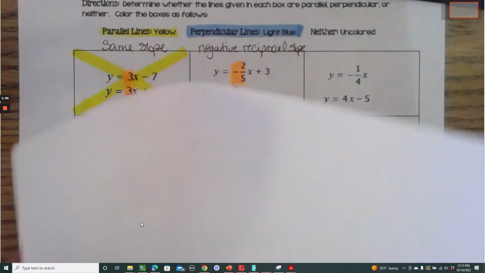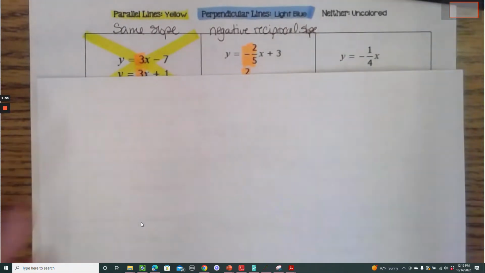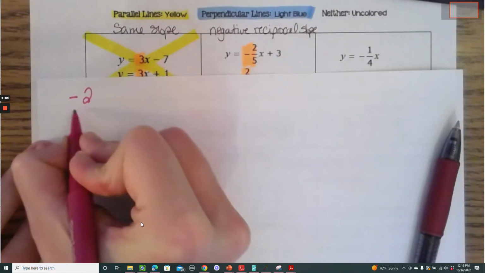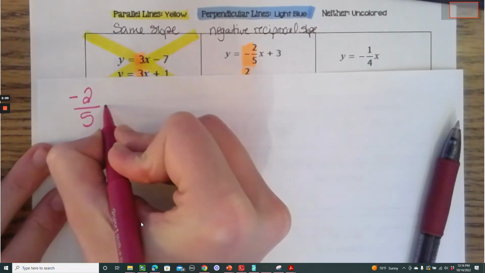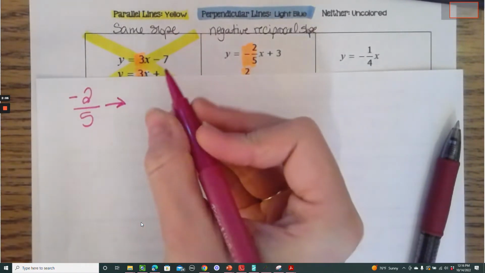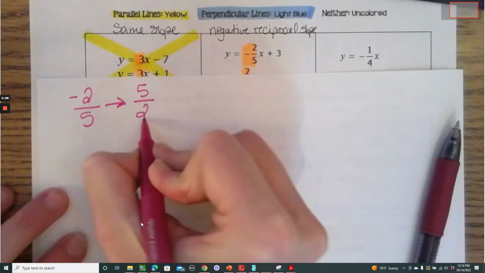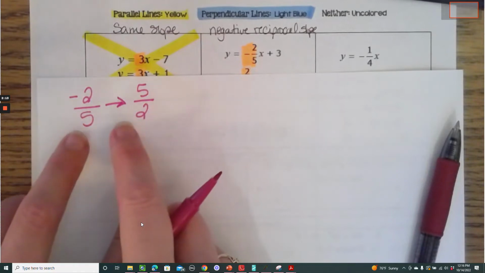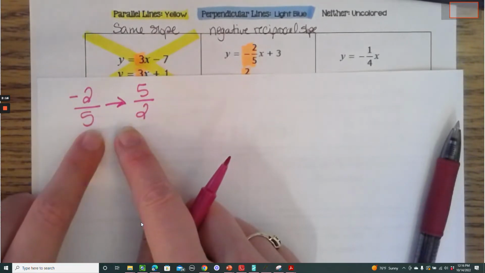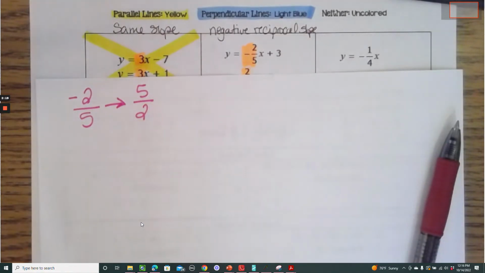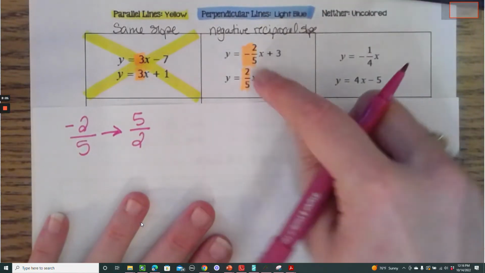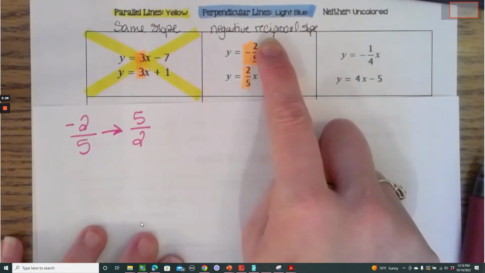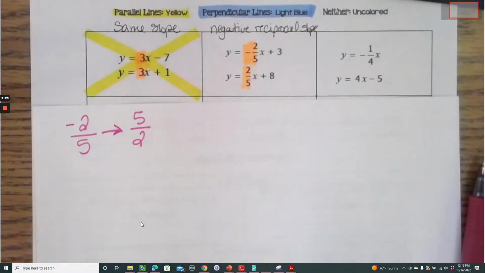So here's what a reciprocal is. Negative 2/5. Okay, let me grab a pen that'll show up. If I want to find the negative reciprocal, if it's a fraction, I flip the fraction on its head and I change the sign. So if this one's negative, then this one's positive. Negative 2/5 and 5/2 are negative reciprocals. So is that what my slopes are? No. So they're not perpendicular, which means they're neither. We don't color them.